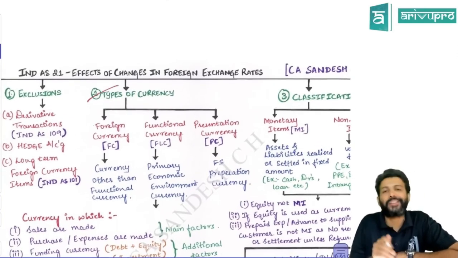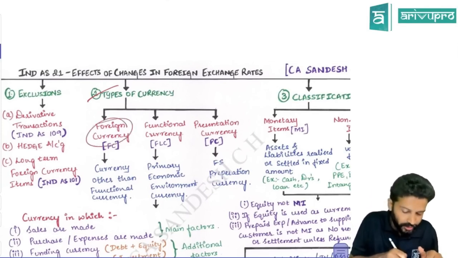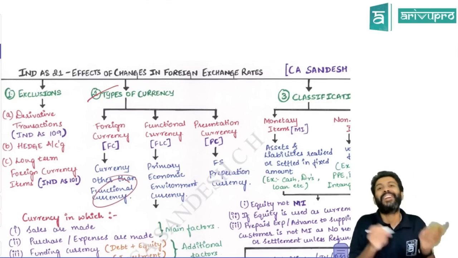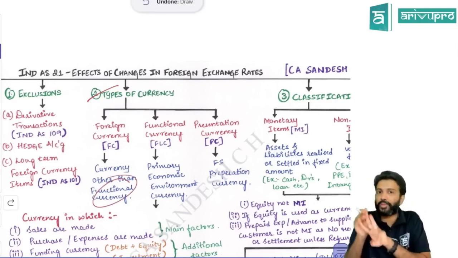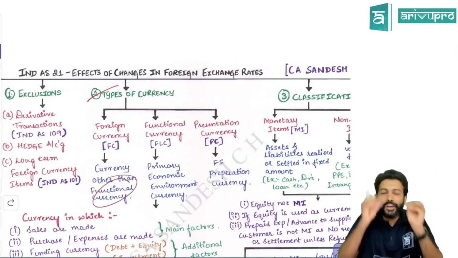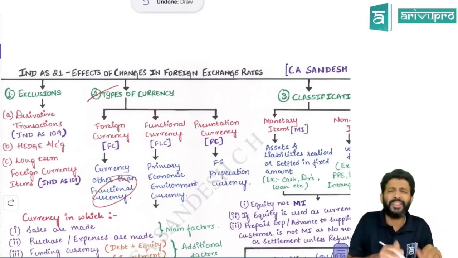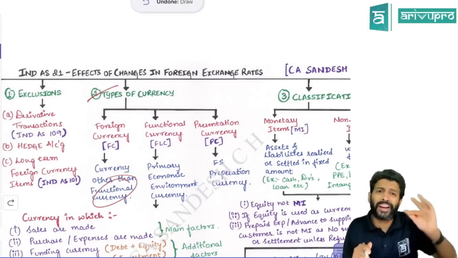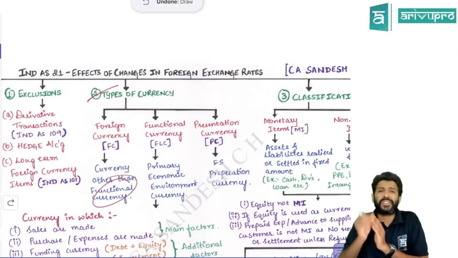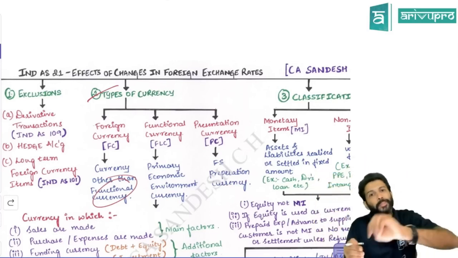First, there are three types of currency as per IND AS 21: foreign currency, functional currency, and presentation currency. Foreign currency means any currency other than functional currency. Functional currency means the currency of the primary economic environment in which your entity operates. Presentation currency means the currency in which you prepare and present your financial statements.